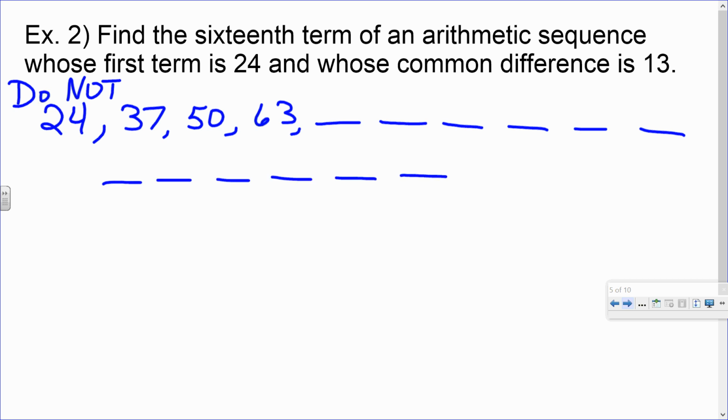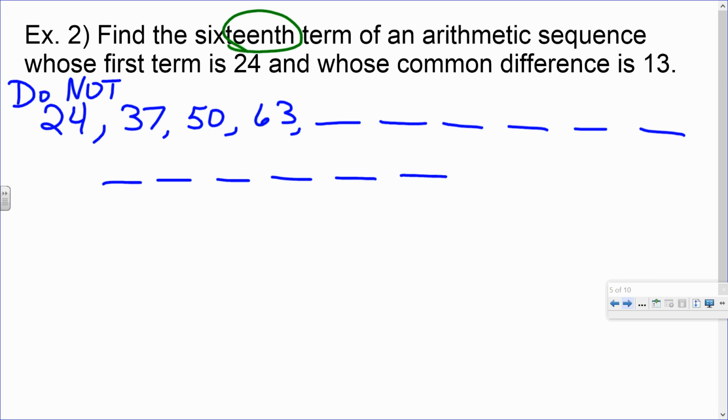Please do not do it that way. Too many places to make a mistake in the addition, and it takes too long. Instead, let's use the handy-dandy formula that we just figured out and you just wrote down. So I want the 16th term, and I'm going to warn you, read these carefully. 16th is not 60th. I have students that mix up 16 and 60th, 13 and 30th. Read carefully. That's the most common mistake I see on these problems each year.